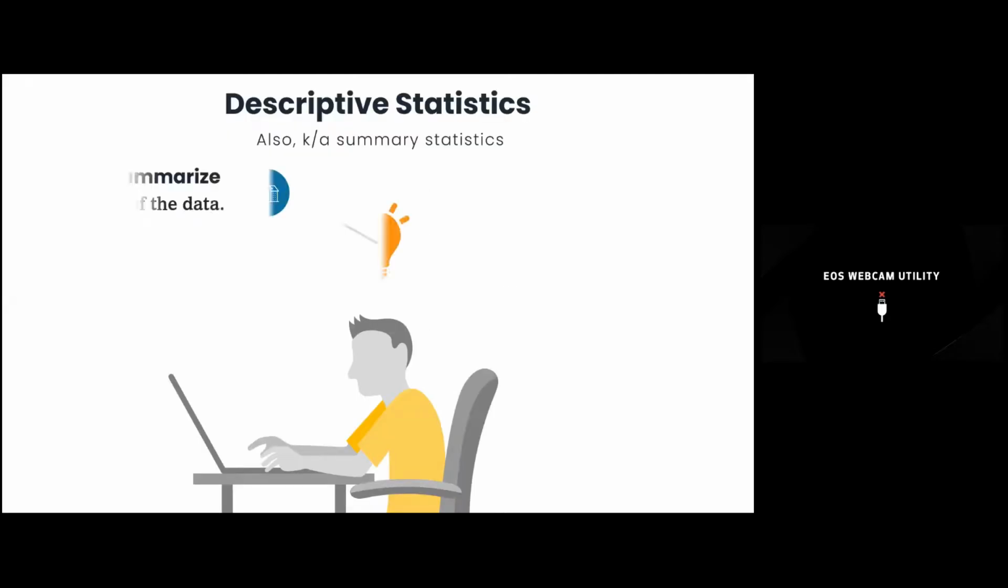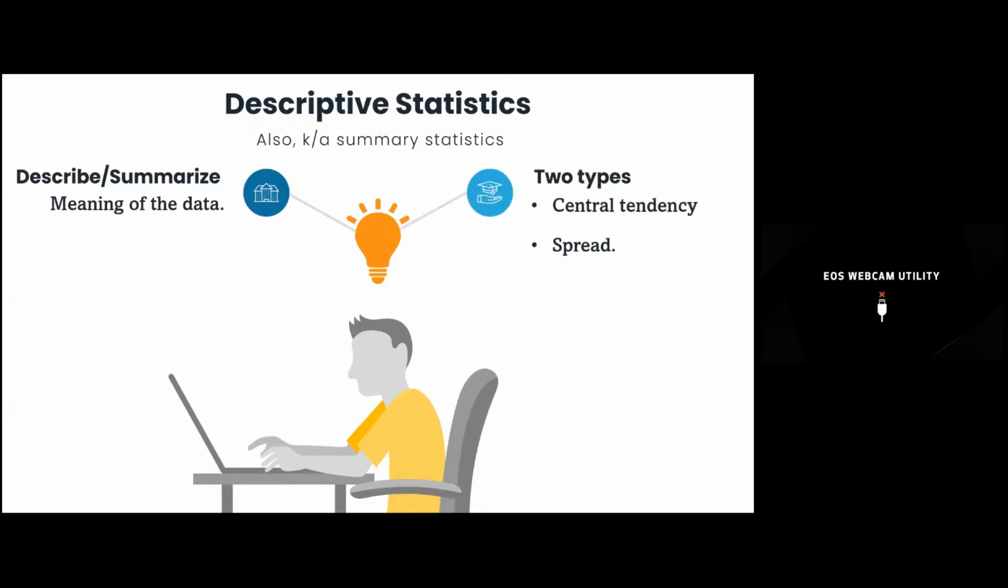Descriptive statistics, we call it summary statistics. Basically, we use it to describe or summarize the data, which tells the meaning of the data per se. There are basically two types of measurement which we do in descriptive statistics: a measurement for central tendency and a measurement for spread. We'll see what we use to measure the central tendency and what we use to measure the spread.